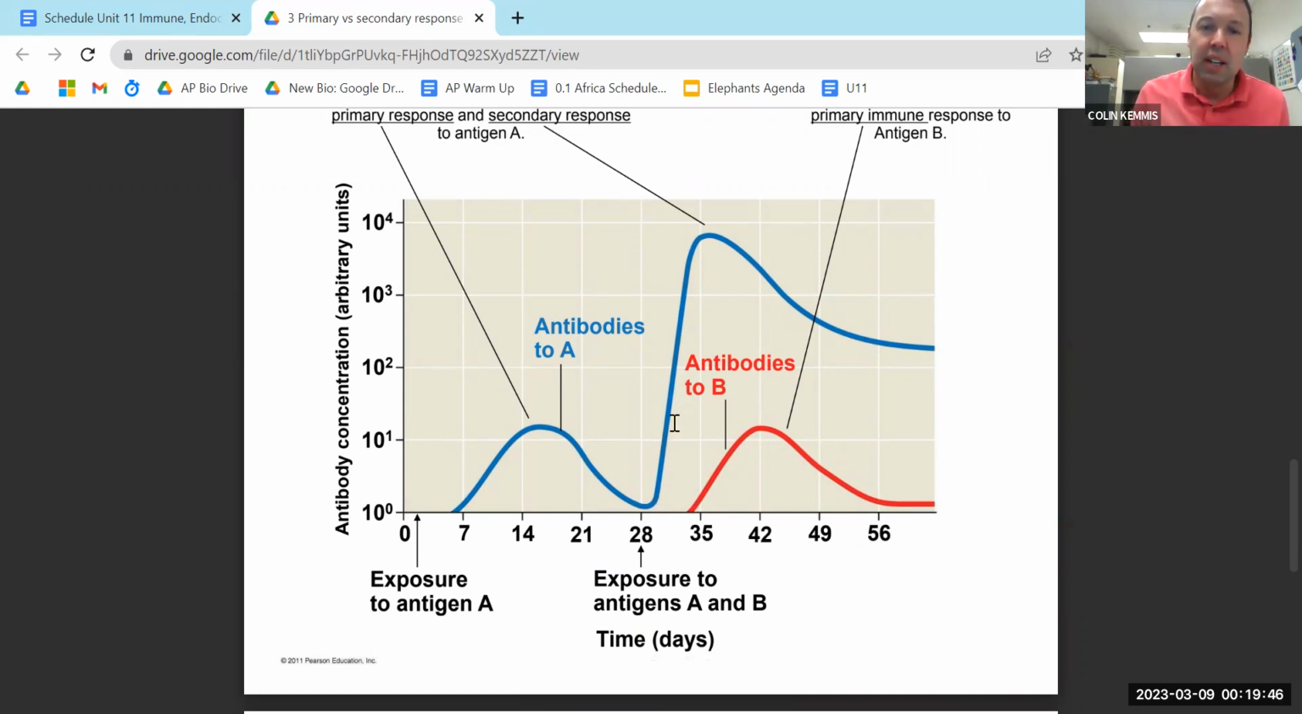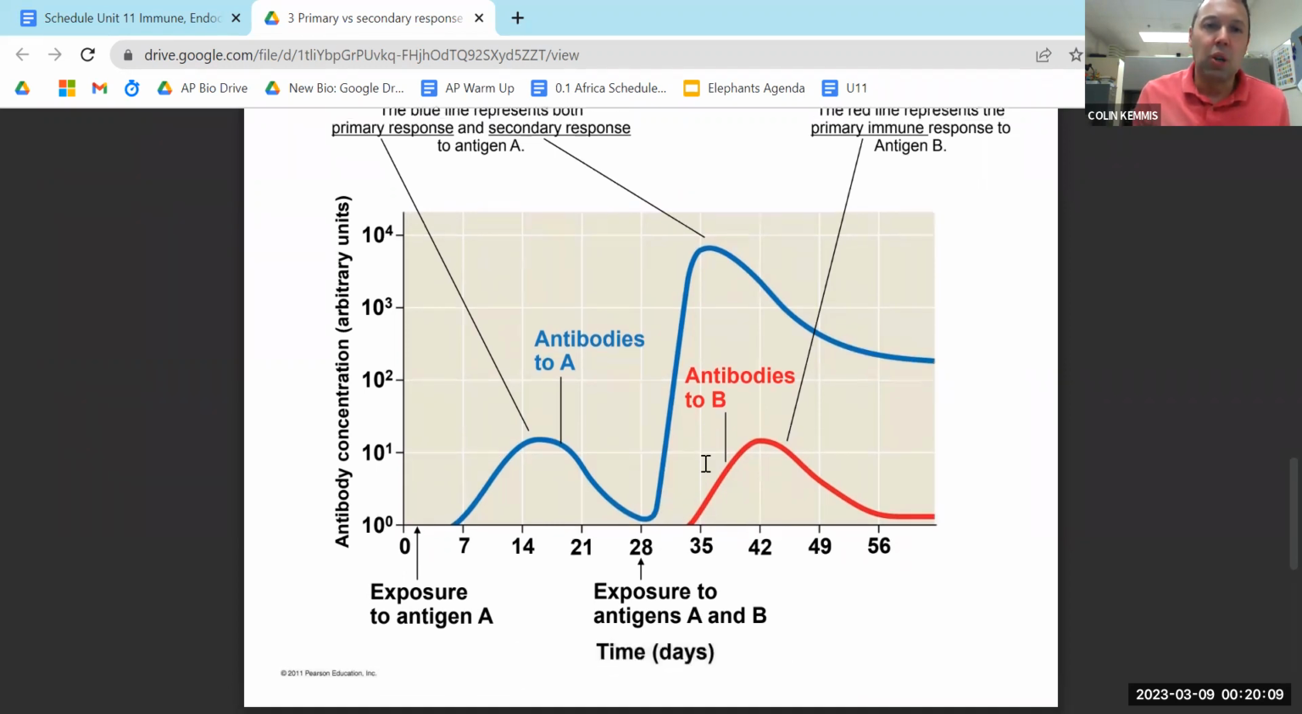And within a day, you have a large immune response to antigen A because you have those memory cells and you don't have to go through clonal selection and produce lots of new cells to make antibodies. You have that machinery ready. And then contrast that with exposure to antigen B here in red. This would be your primary response to this one because it's the first time you've been exposed to it. Okay.